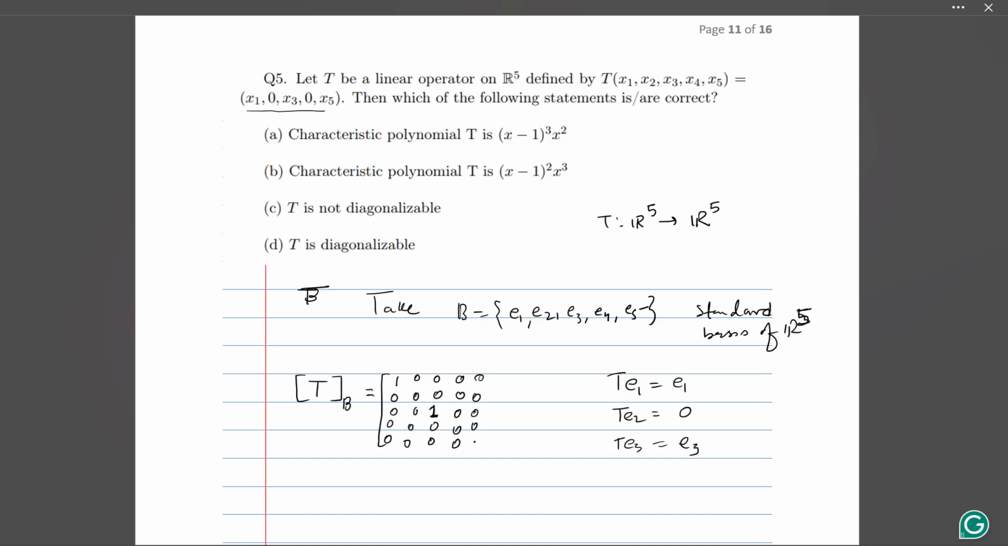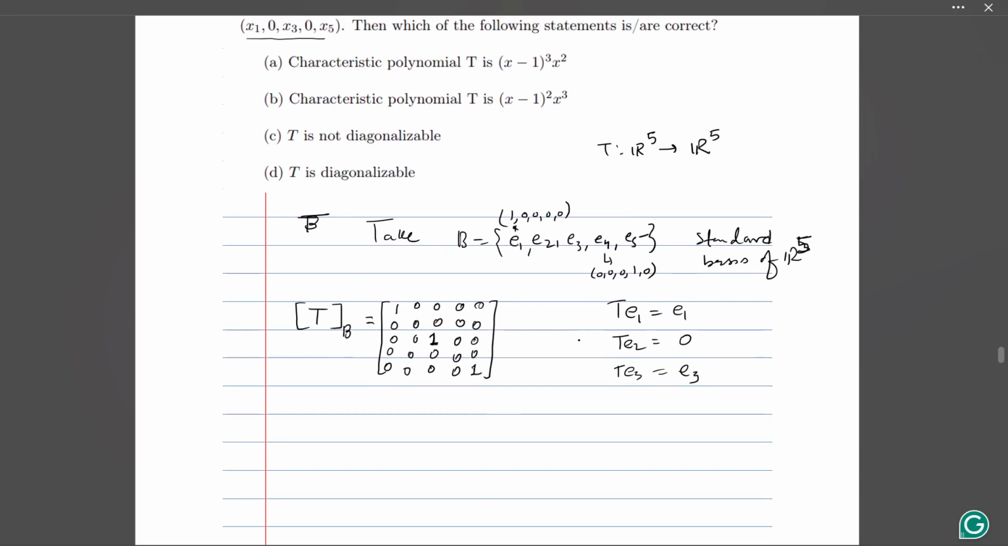Last, e5 is going to e5. Okay, note that e1 is what? e1 is this vector 1, 0, 0. Similarly, e4 is what? 0, 0, 0, 1, 0. Okay, this is how it's done. So this is the matrix representation of T. Note that the non-zero entries, they are in the diagonal. Everything else is 0. So T is diagonal as well.